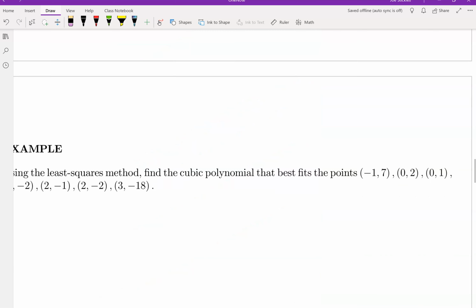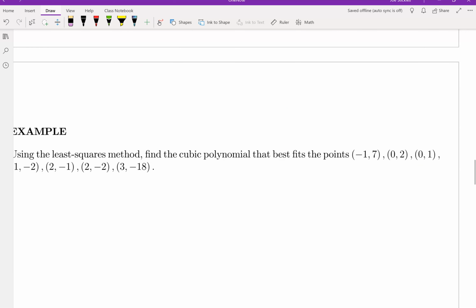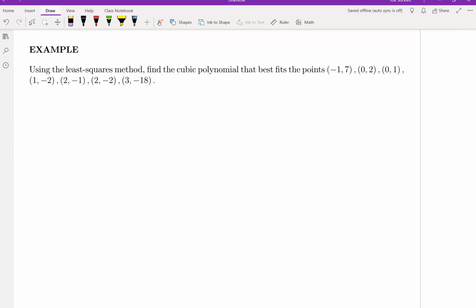All right, let's do another one. Let's say we want to find the cubic polynomial that best fits these points. The first thing we need to remember is that a cubic polynomial has the following form: ax cubed plus bx squared plus cx plus d.